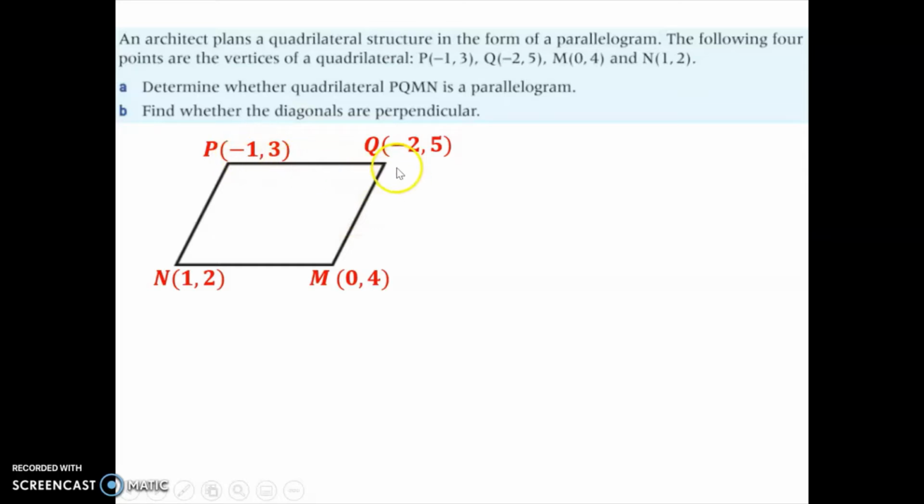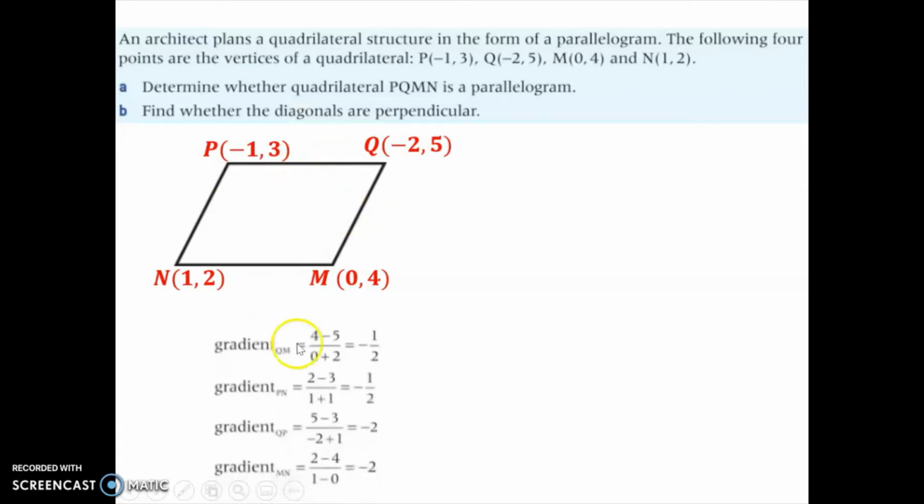So find the slope of each of the 4 sides, and then check if the ones across from each other, or the opposite ones, have the same slope. Alright, so here's the gradients of every one of these segments. And notice what we see here, QM and PN. Those two are opposite sides, and they have the exact same slope. That means they are parallel.